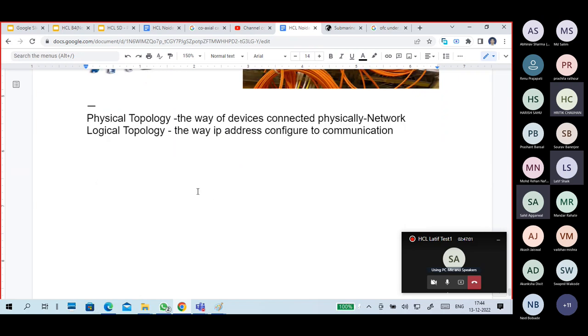Okay. So what is a physical topology? The way devices are connected physically. You have devices, and when you connect devices physically it is called a network, right? The way you are connecting devices is called a physical topology. What is meant by logical topology?